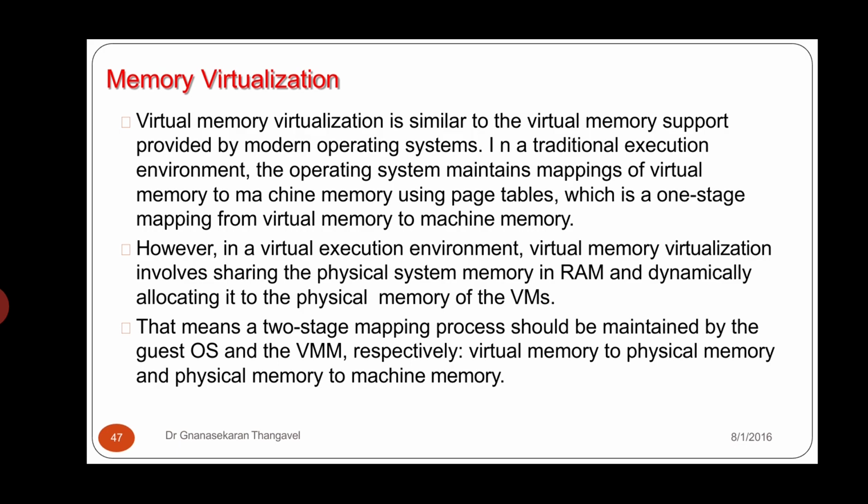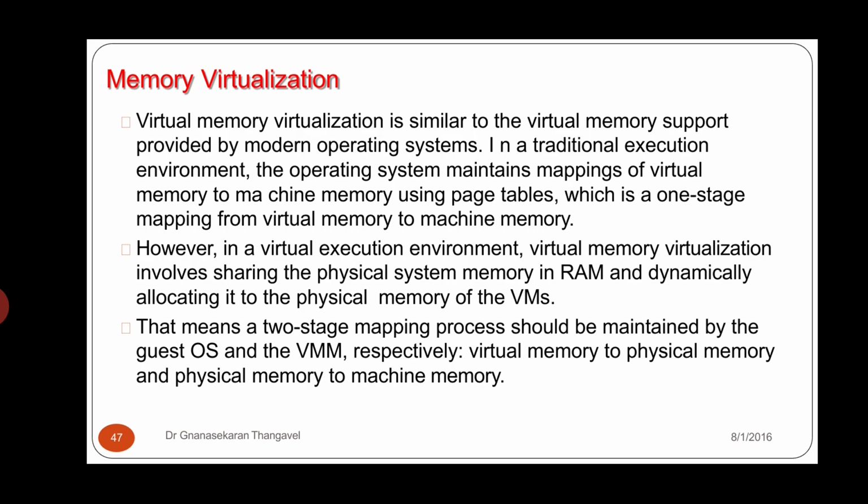All modern x86 CPUs include a memory management unit, the MMU, and a translation look-aside buffer, the TLB, to optimize virtual memory performance.